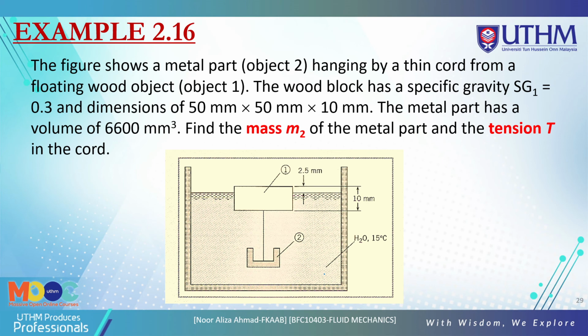So this is example 2.16. The figure shows a metal pipe object 2 hanging by a thin cord from the floating wood. The wood block has a specific gravity G1. Find the mass M2 of the metal pipe object and the tension T of the cord.